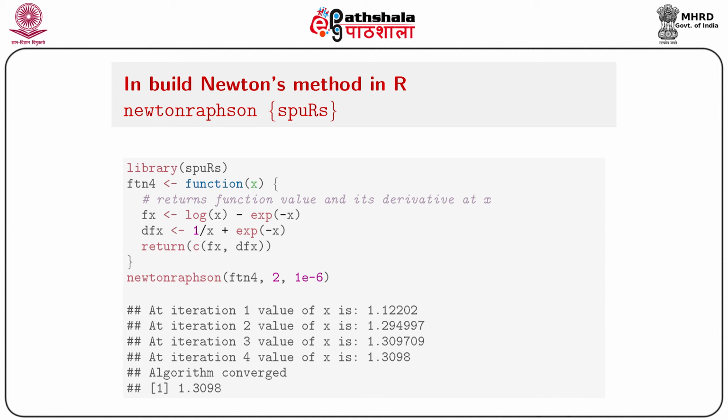And then we will pass that function to Newton Raphson, ftn4, then parameter 2, and the tolerance that we need is 10 to the power minus 6. After the fourth iteration it converges, and the result is 1.3098.